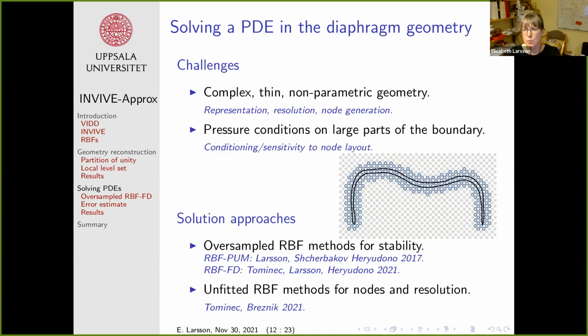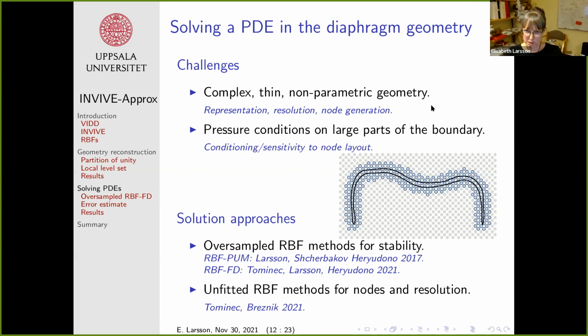Then we come to the PDE part. So we want to solve a PDE in this very thin geometry, and there are some challenges, of course, otherwise it wouldn't be so interesting to do. So we already talked about the geometry being quite complex, being non-parametric and being thin. So the first part was the representation. It's also difficult because if we have a uniform resolution in space, we will have problems of resolving the thin dimension without the cost becoming very high. And it could be hard to generate nodes to use by the method in this geometry.